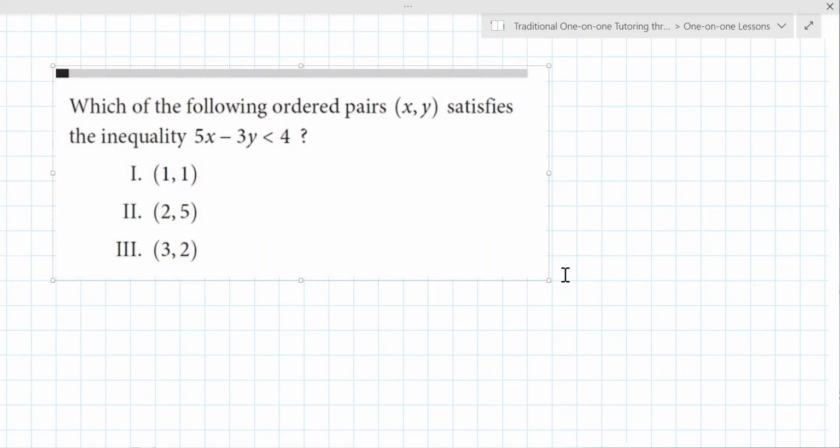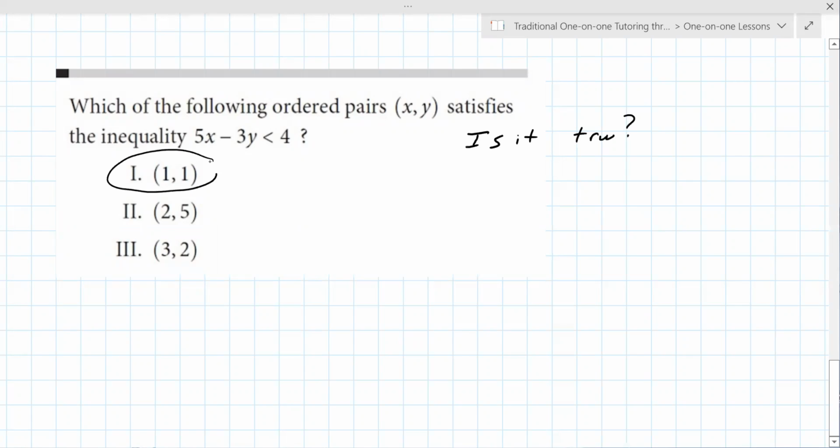Basically, you can think of it as, is it true? Now we're going to answer that in a moment. What is the first ordered pair? 1 comma 1. So here's what you do with that. That means x is 1 and y is 1. Do you agree with that? Yeah, I agree with that.